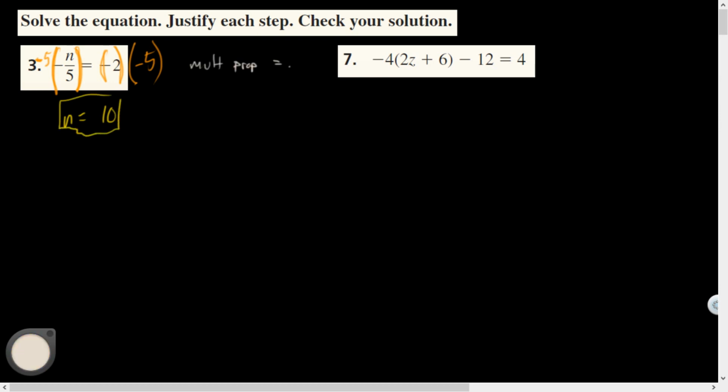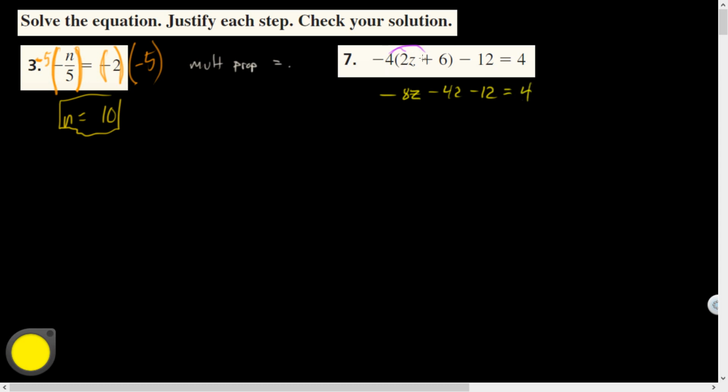Next problem. There's a lot more going on. Before I start doing inverse operations, I'm going to want to simplify. In order to simplify here, Austin, follow along, that'd be a great idea. Distribute. I'm multiplying a -4 by this set of parentheses. And so I will end up getting -8z minus 42 minus 12 equals 4.